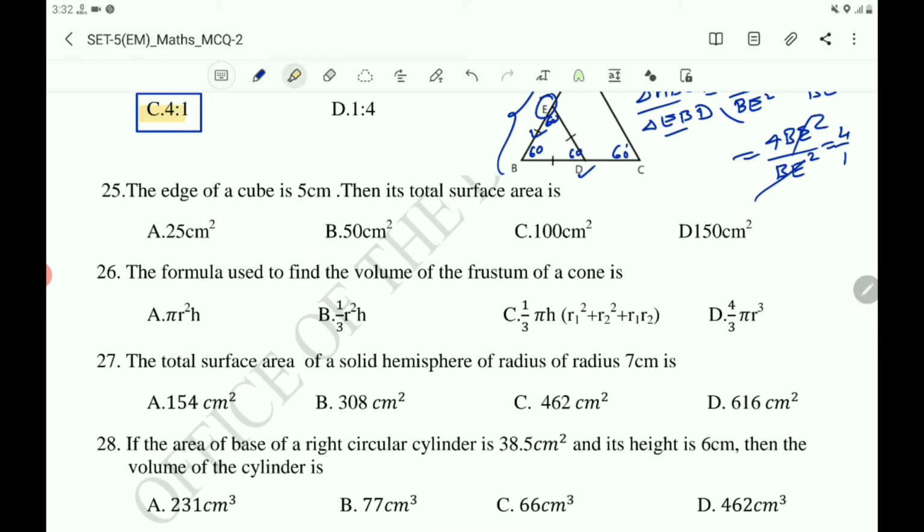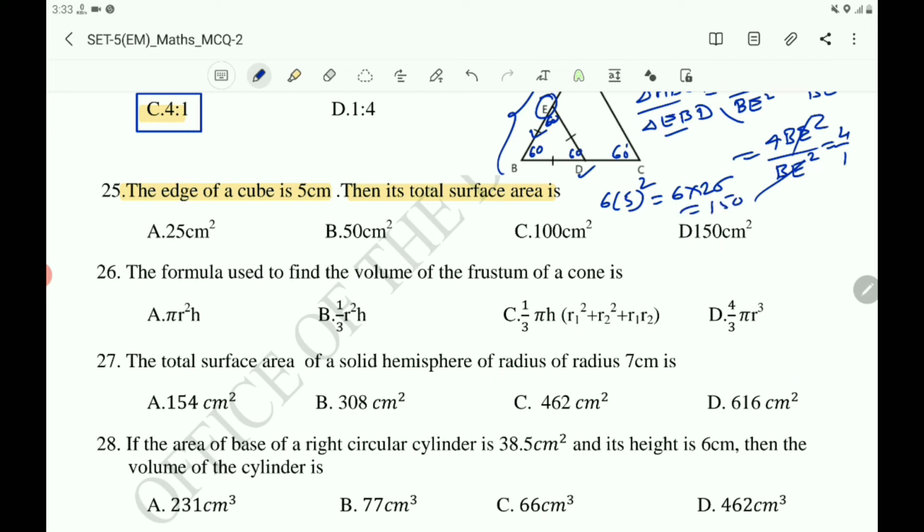Question number 25. The edge of a cube is 5 cm. Then its total surface area is. You must know the formula to find the total surface area of a cube of side A. If the edge is A, that is 6A square. So here 6 into A square means 6 into 5 square, 6 into 25, 6 twenty-fives are 150.